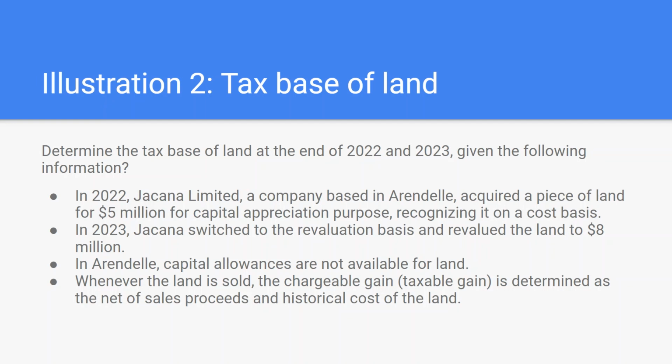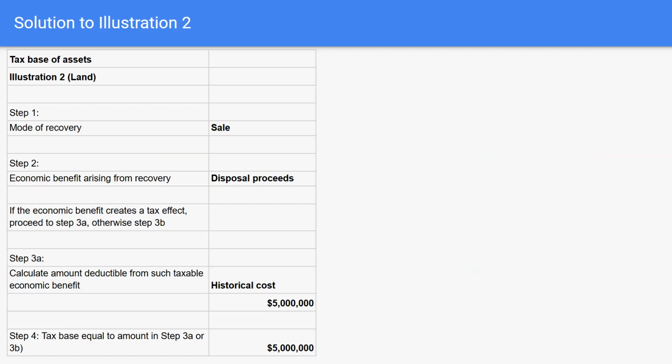Next point says, in 2023, Jacana switched to the revaluation basis and therefore revalued the land to $8 million. In Arendelle, which is a fictional company, it says capital allowances are not available for land, so you can't get any deductions for land. But it then says whenever the land is sold, the chargeable gain is determined as the net of the sales proceeds and historical costs. That's the illustration right there. And so we go through the steps to see how to determine the tax base.